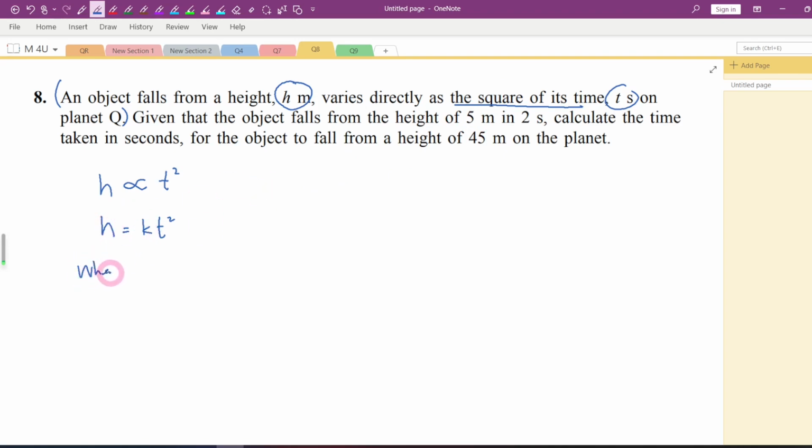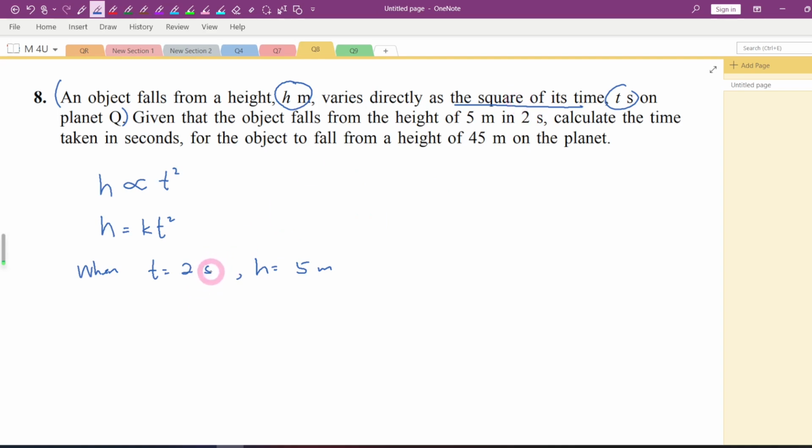When t is equal to 2 seconds, h is equal to 5 meters. You need to be more careful with the unit given. Since this is meter, this is second, right? This is in meter, this is in second. If the given time here is minutes, you have to change it to second. So be careful with the given unit. Now, since this is in second, then it will be easier. We don't have to change it.